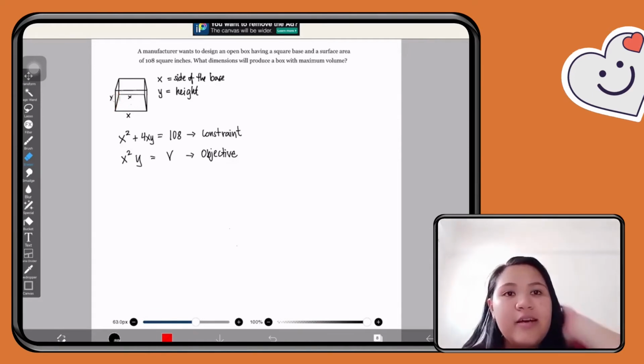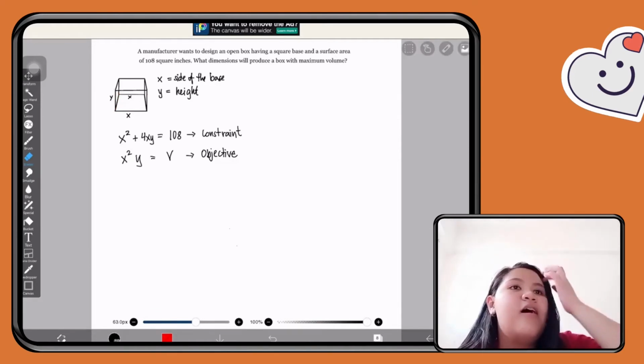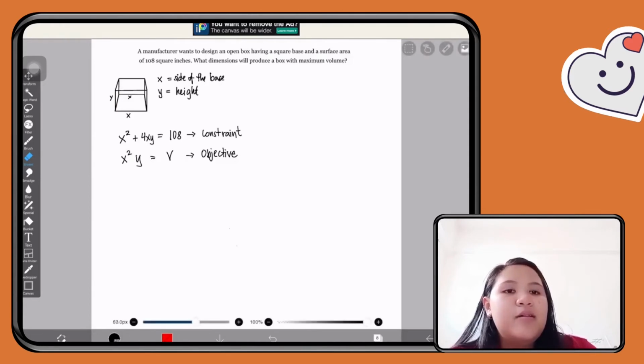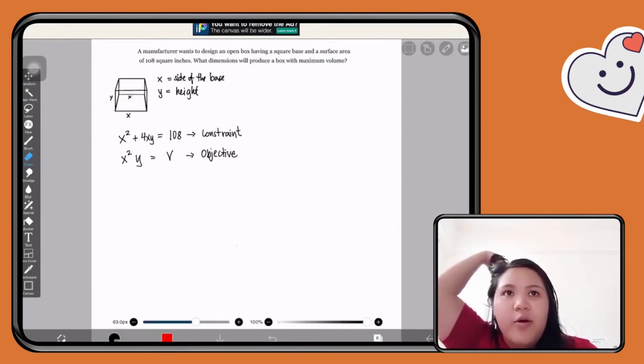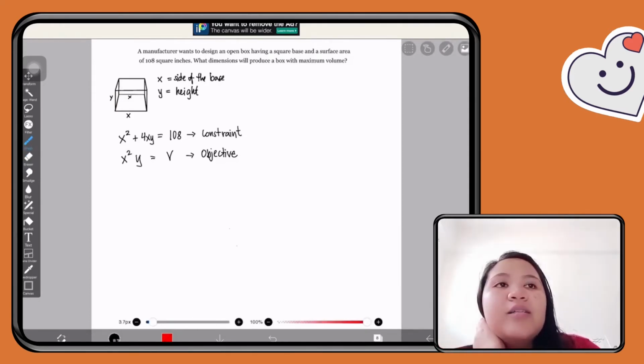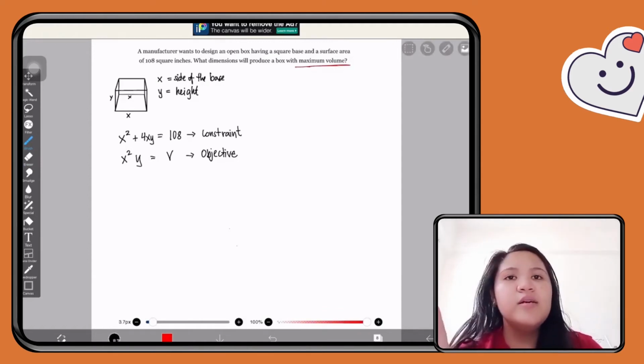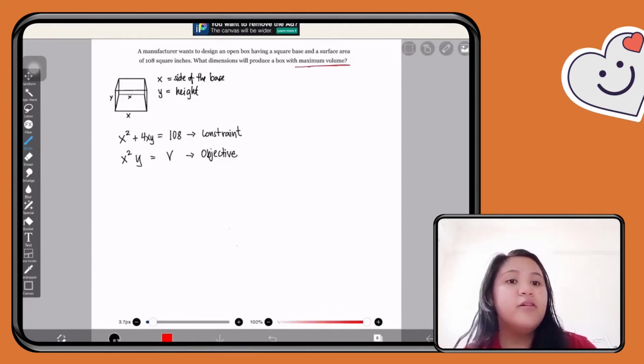Now that we have the constraint, we go for the objective. We check the question: what dimensions will produce a box with a maximum volume? So we're looking for the volume.